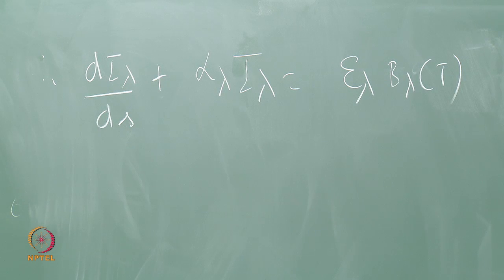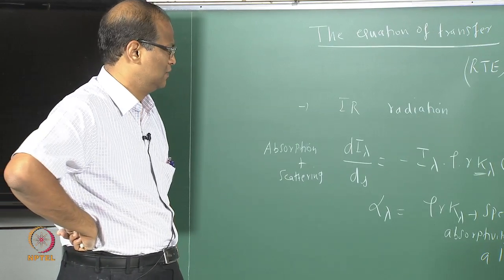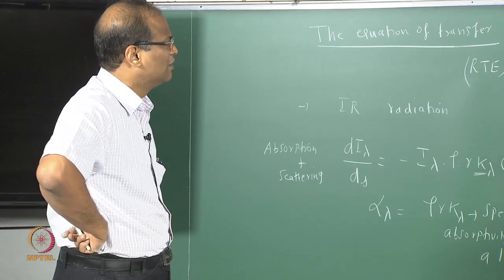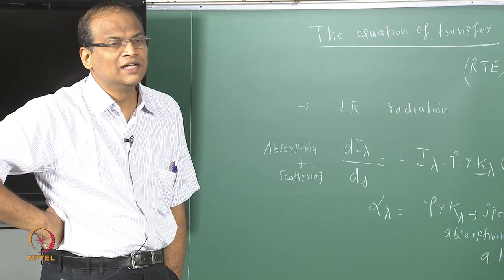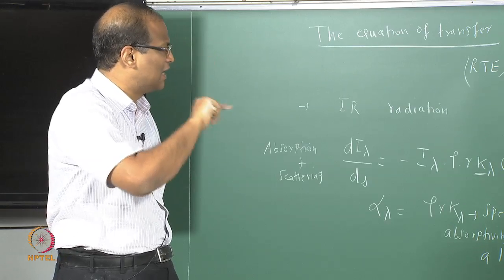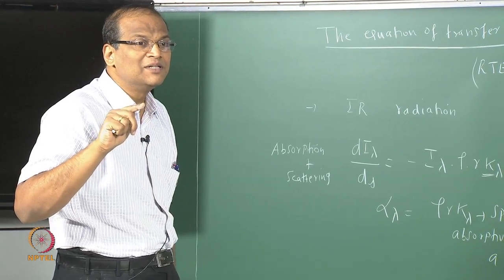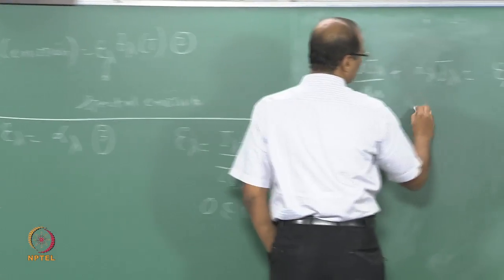Right side is the source term, the emission term. The first term on the left hand side is the rate of change of the radiation intensity with distance. The second term gives you the absorption or the attenuation, the decrease of I lambda because of extinction by scattering and absorption. The third term is the augmentation by emission.